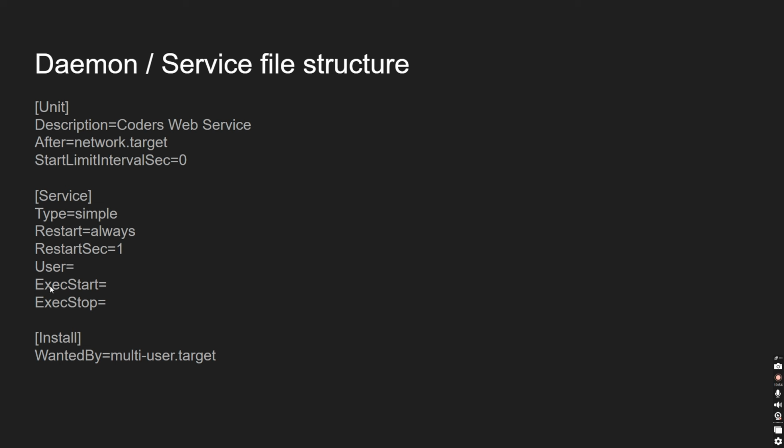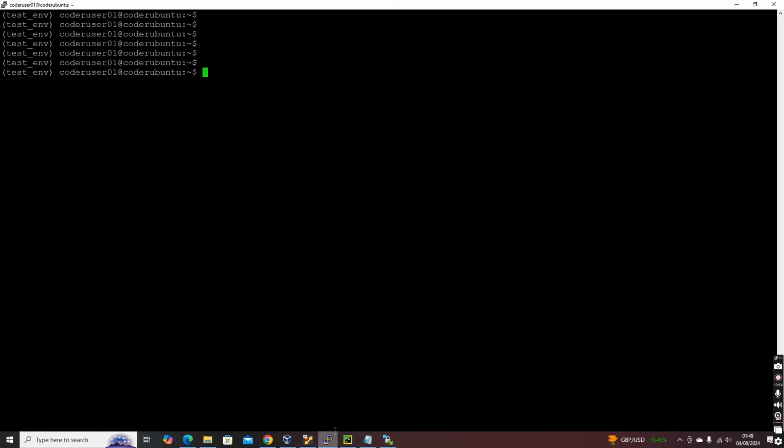Install, WantedBy multi-user.target, default.target: there are various options associated with it. I'll explain this part in a separate video, but for now, for getting our Python application deployed, we just need this file to be modified and deployed. So let's get into the practical part.